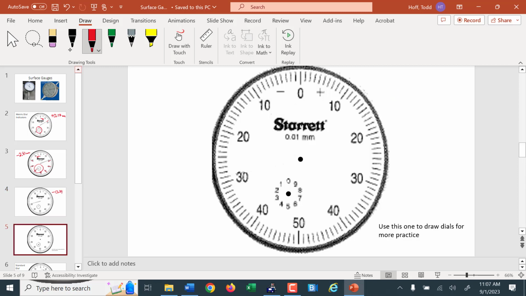Let's do this. This is my blank one, so I can do extra practice. Pretend that line's straight. So, positive or negative? Negative. Whole millimeters? 3 and 63. Perfect.